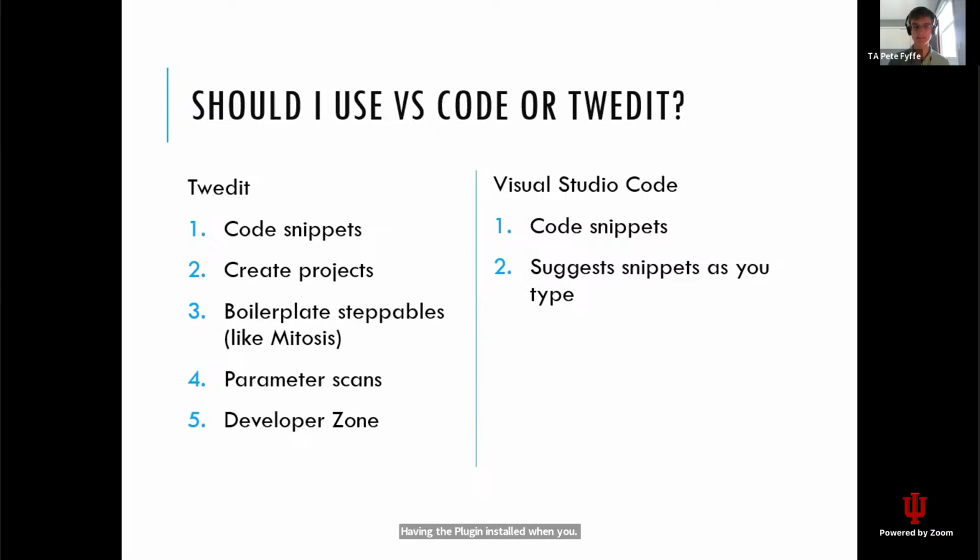Yep, and to add to that, this is something I implemented in response to user feedback. A lot of people are already familiar with VS Code, so they prefer that. But if you're a beginner with both of these, then Twedit is a great option because it has so many features built in already. We'll talk about parameter scans later on in the week, but the developer zone, we may not, and that's basically a way to get started with developing your own C++ modules for CompuCell.